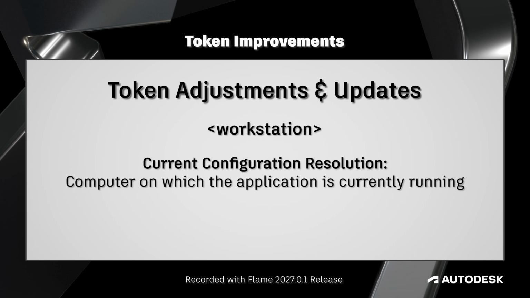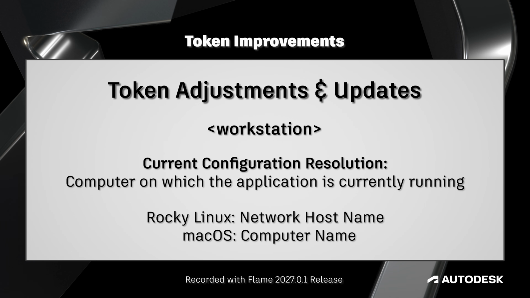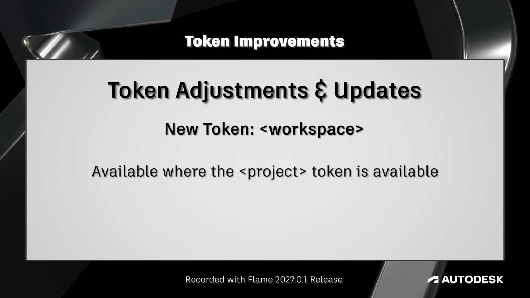The workstation token now resolves to the computer on which the application is currently running. On Rocky Linux, this is based on the network host name, and on macOS, this is based on the computer name. We have a new token, workspace, which returns the name of your current workspace and is available everywhere the project token is available.